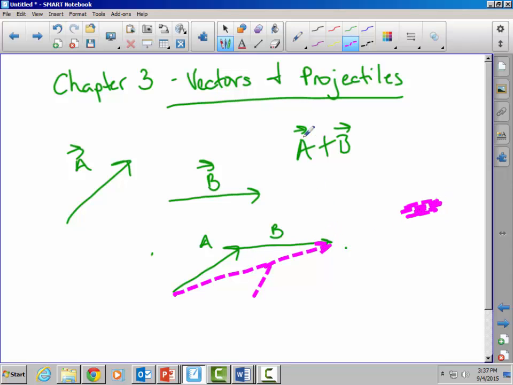Sorry guys, I'm having some ink issues. Okay. So we would call this vector the resultant. And in this case, let's just label it C.